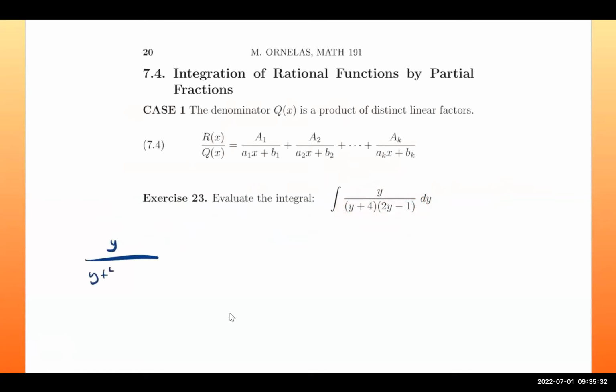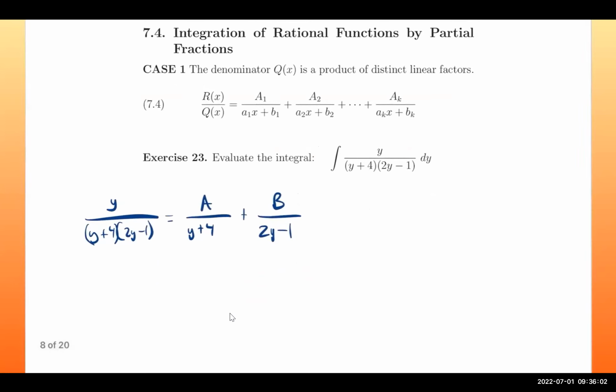So I'm going to rewrite this with y plus 4 in the denominator. Because this is a linear factor, that means the numerator has to be a constant, an arbitrary constant, which I'm going to call a. And for the second fraction, the factor is also linear, which means that the numerator also has to be an arbitrary constant, which I will call b, because it has to be different from the first fraction.